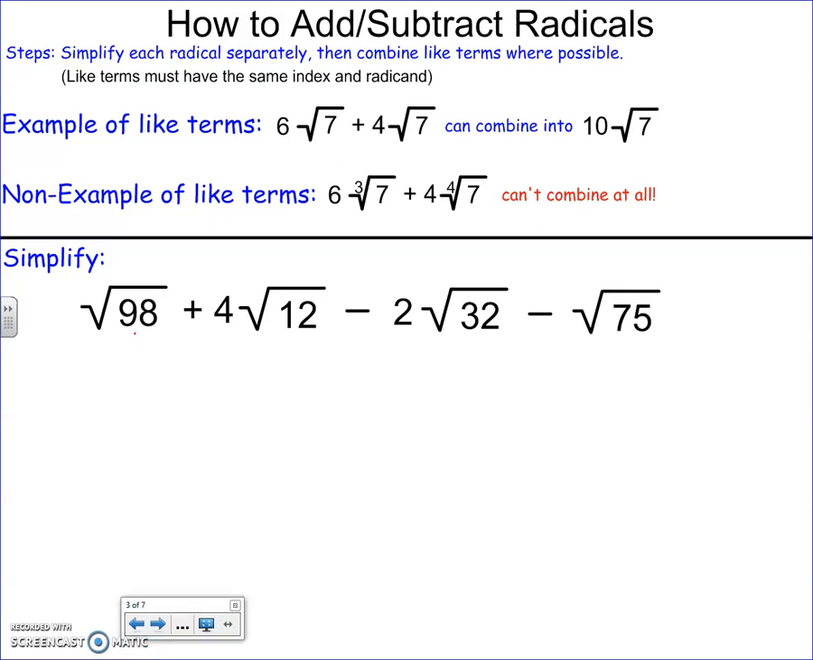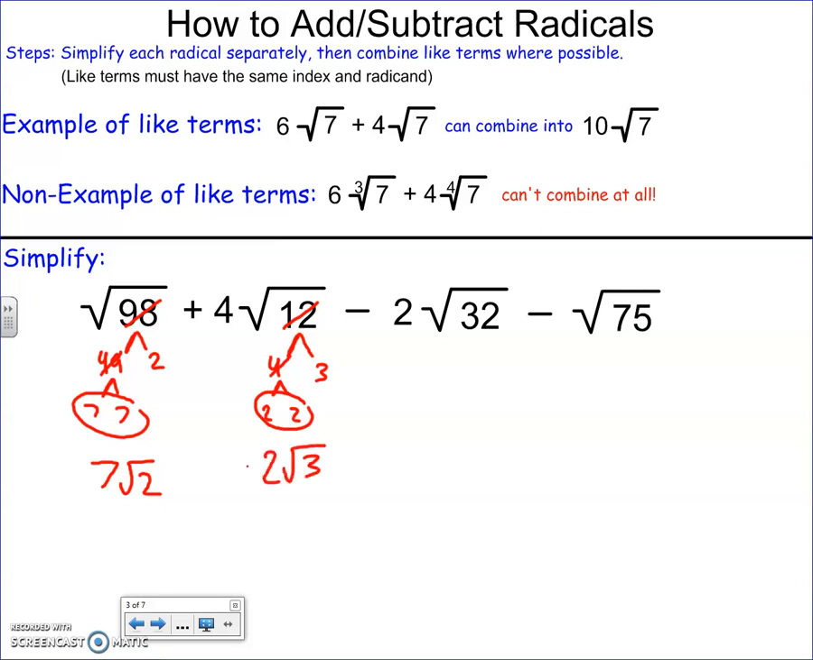If I break down 98, that is 49 times 2. 49 is 7 and 7. There's a pair of 7s. So what comes out is a 7, and what's inside is root 2. Then over here, I'm going to break down this 12. That's 4 times 3. 4 is 2 times 2. So here's a pair of 2s. So 2 goes out. That 3 stays inside. But do not forget that 4 in front. And there's a positive, and put a plus there.